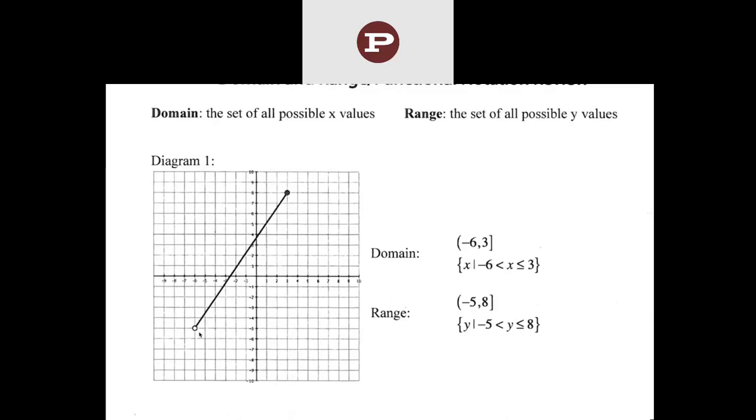So for domain, we're going to go left to right. For range, we're going to go bottom to top. So domain, -6 to 3, range, -5 to 8. This top line here is what we call interval notation, so round bracket to square bracket.